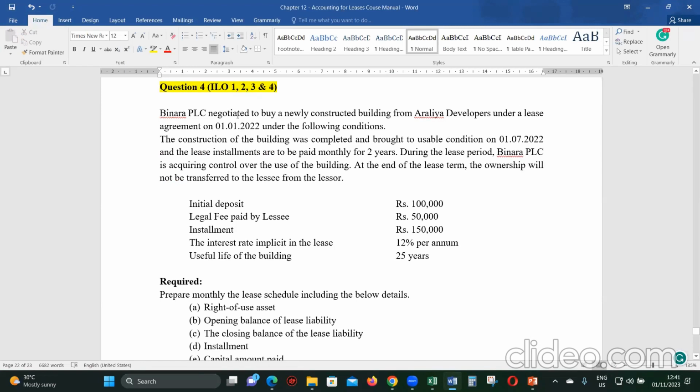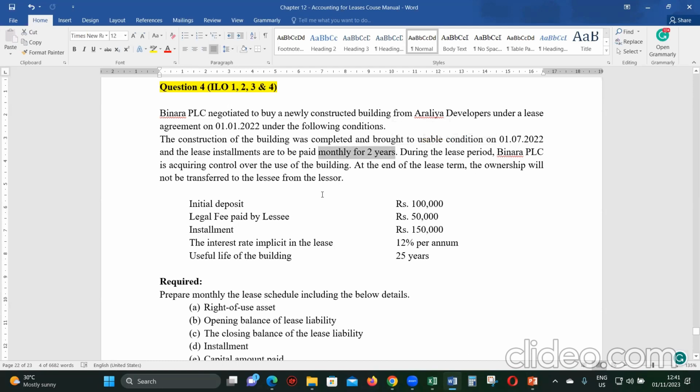Binara PLC negotiated to buy a newly constructed building from earlier developers under a lease agreement on 1st January 2022 under the following conditions. The construction of the building was completed and brought to usable condition on 1st July 2022, right? And the lease installments are to be paid monthly for 2 years.